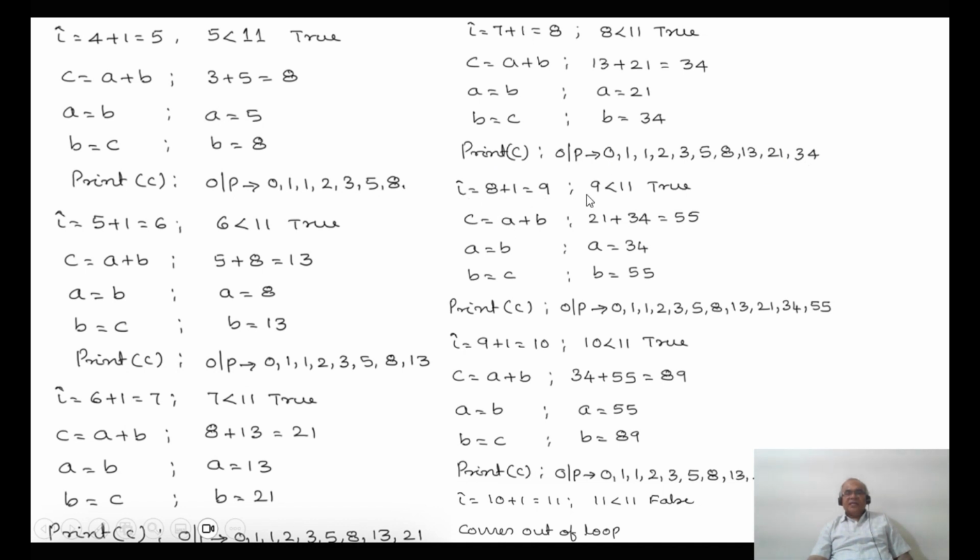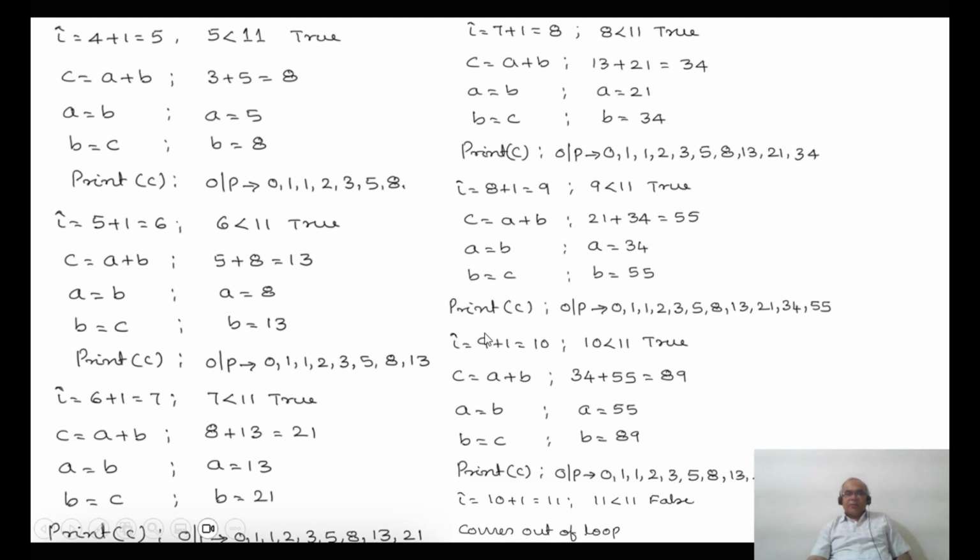Then I is equal to 9. 9 is less than 11, or 9 is within 11, condition is true. C is equal to A plus B. 21 plus 34 is equal to 55. A is equal to 34 and B is equal to 55. So print C. The output value is C. C value is how much? It is 55. 0, 1, 1, 2, 3, 5, 8, 13, 21, 34, 55.